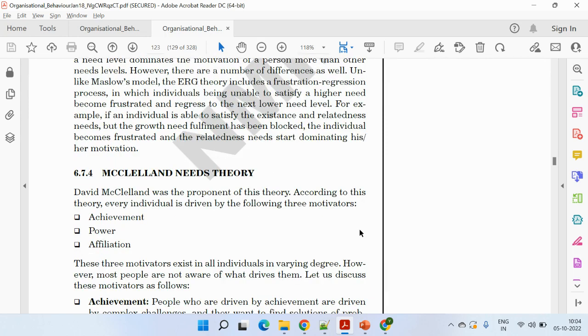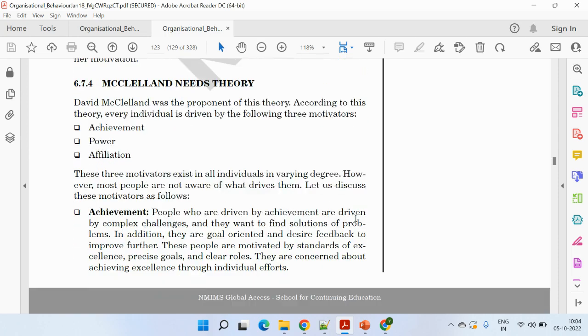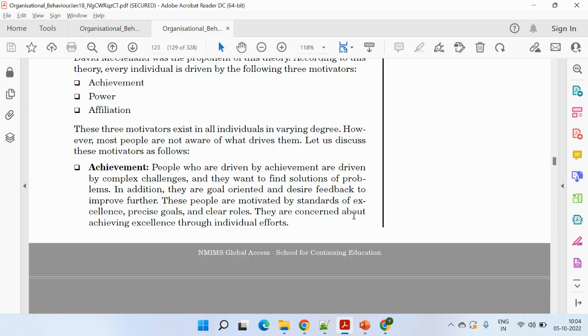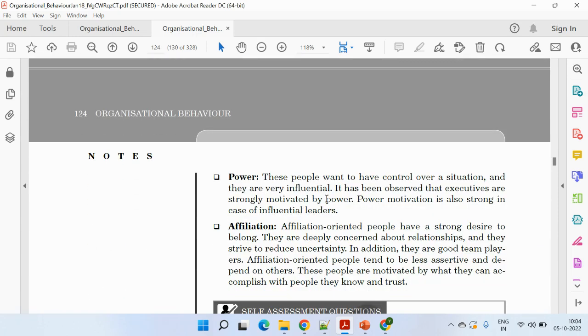Last but not least, McClelland's need theory. Here there are three motivation factors: achievement, power, and affiliation. Achievement is when you are driven by complex challenges, where you want to find the best solutions to problems. It is more goal oriented. Power is control over situations, and such people are very influential. Executives are strongly motivated by power. The last one is affiliation, when you have a strong desire to belong, to have relationships, to reduce uncertainty, and you want good team players.